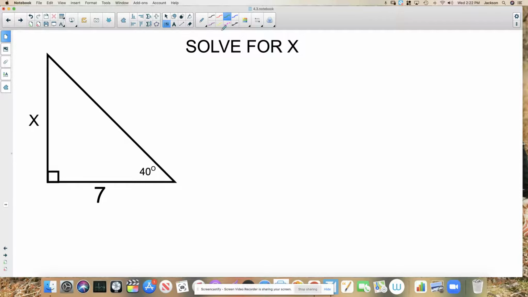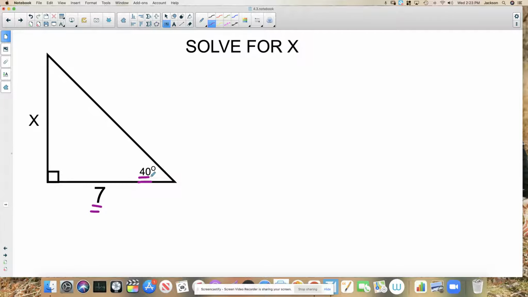Okay, let's look at as simple a right triangle trig problem as can be. In a previous video, I mentioned how when you're looking at right triangles and trying to solve for information about them, you have to be given two pieces of information. You have to be able to deduce at least two pieces of information. In this case, it's an angle and a side length.